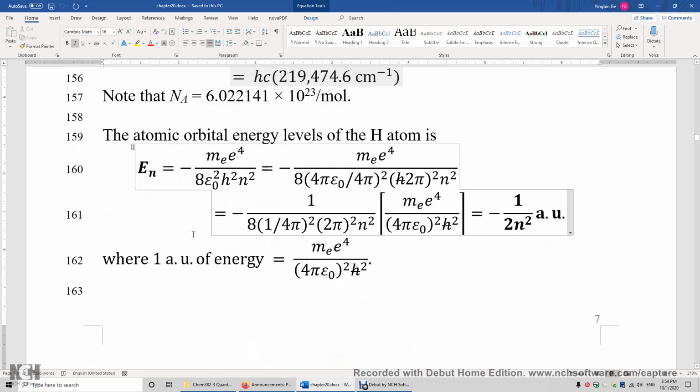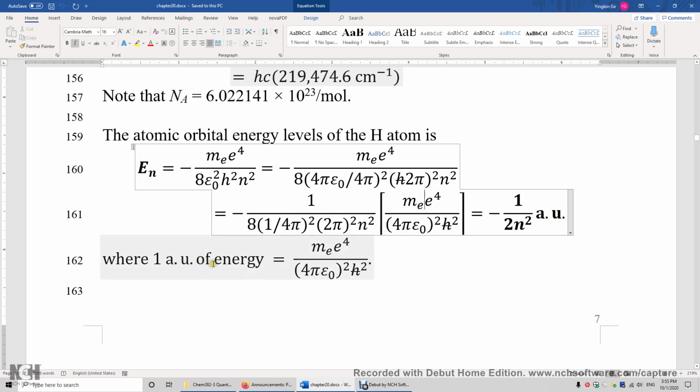Now let's look at the atomic orbital energy levels of the electron in the hydrogen atom. So it's this. And again, we can convert this to atomic units. Over here, this is conversion. This is purely algebra. We're just trying to make sure this m_e is 1 atomic unit. The charge of the electron is 1 atomic unit, and 4 pi epsilon 0 is 1 atomic unit. h bar is 1 atomic unit. And then the result is negative 1 over 2n squared atomic unit of energy.